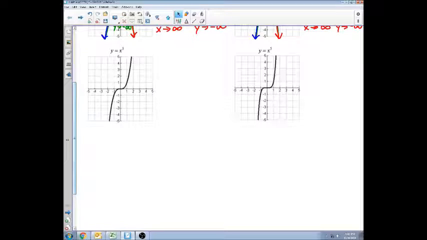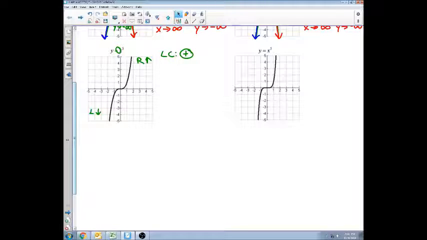So now I have an odd degree. I have the third degree. But my leading coefficient is still positive. But with an odd degree, what you're going to notice is that our end behaviors are opposite one another, right? The ends of our graphs are opposite one another. On the left-hand side of this graph, it goes down. On the right-hand side of this graph, it goes up.